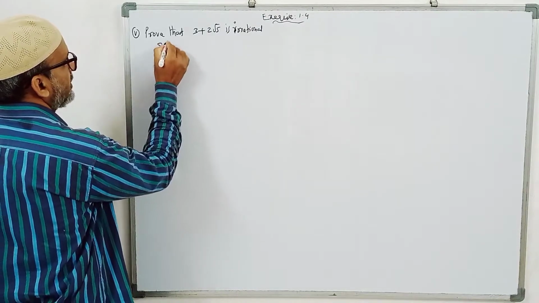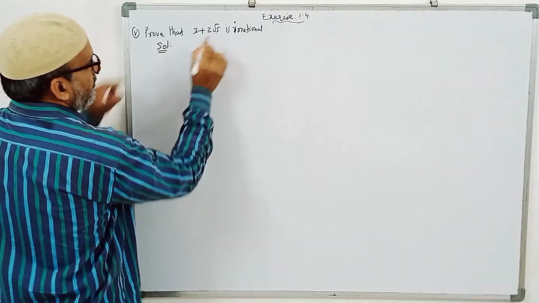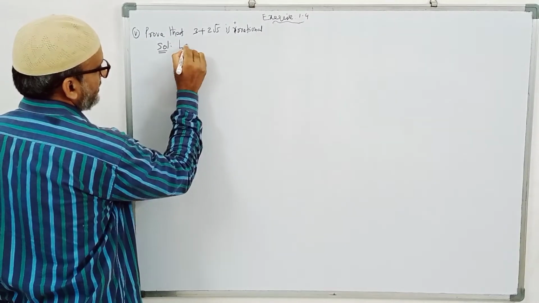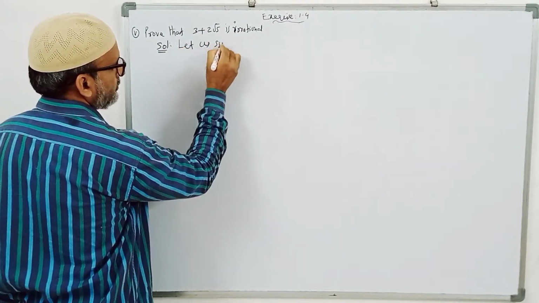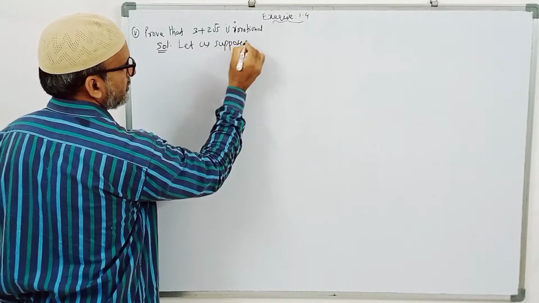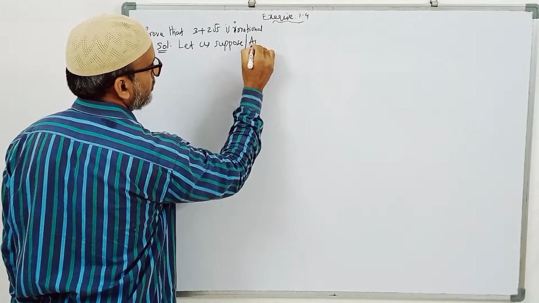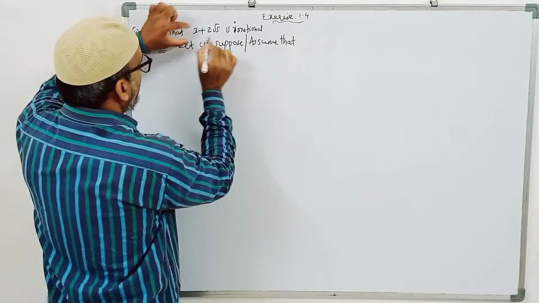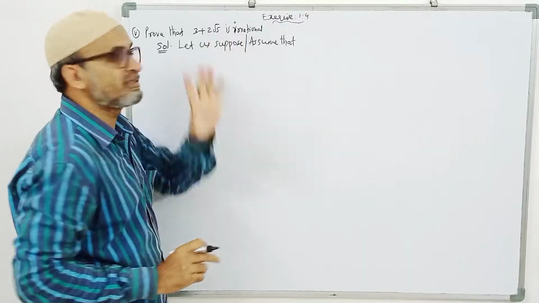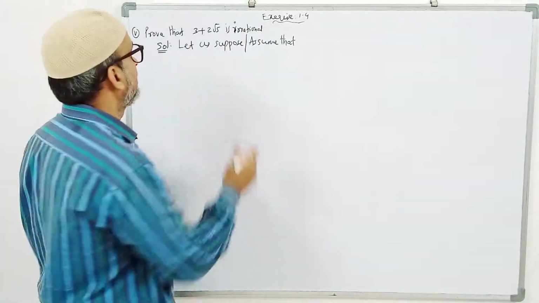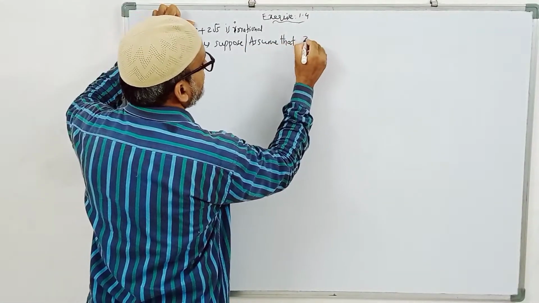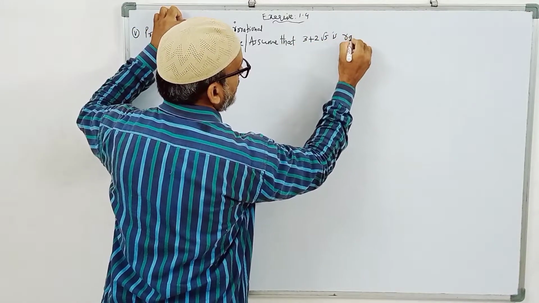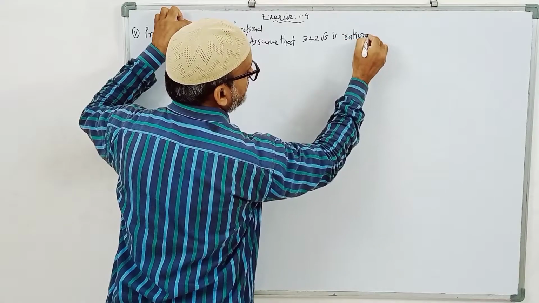Solution: how you should do it for this type of problem. He is asking to prove this one as an irrational number. Let us suppose, or assume, the opposite of this, since we have to take the opposite. The opposite of irrational is rational. Let us suppose that 3 plus 2 root 5 is rational.